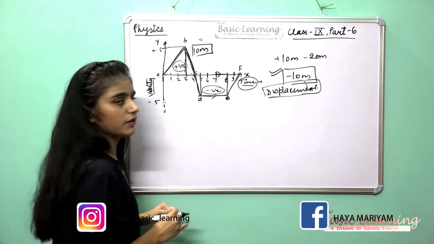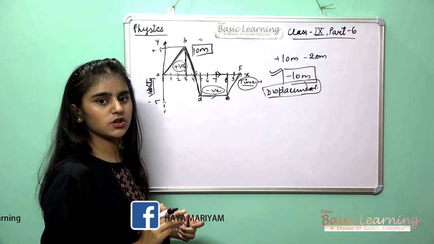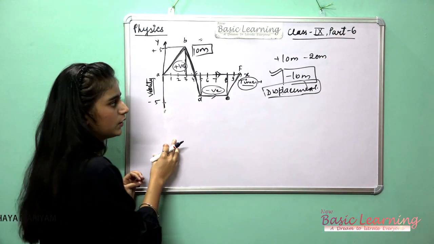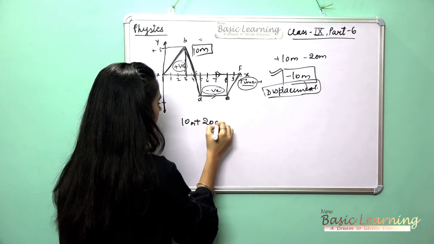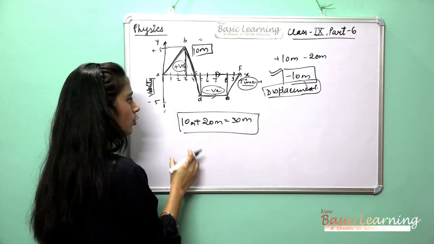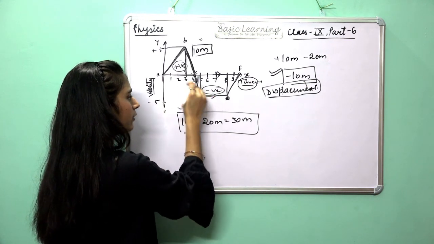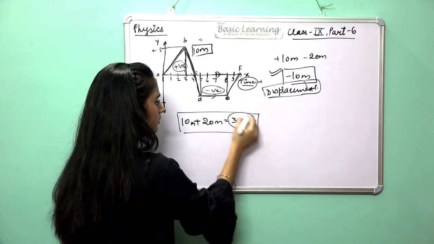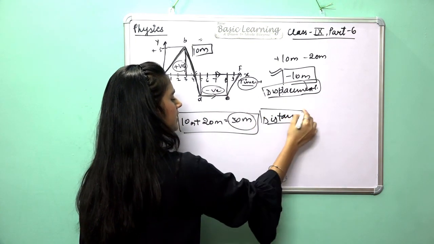Okay, now if we calculate the distance, I told you that when we are calculating the distance, we don't have to focus on signs, we put the positive values only. So 10 plus 20 meter gives 30 meter. The answers we get after calculating the area of triangle and area of trapezium, we simply add these and we get the distance. Now we have the displacement also, distance also.